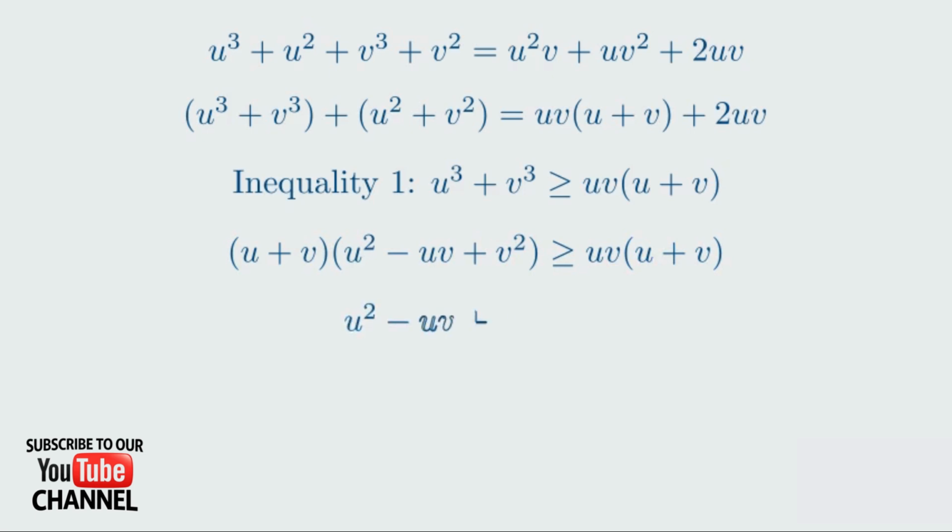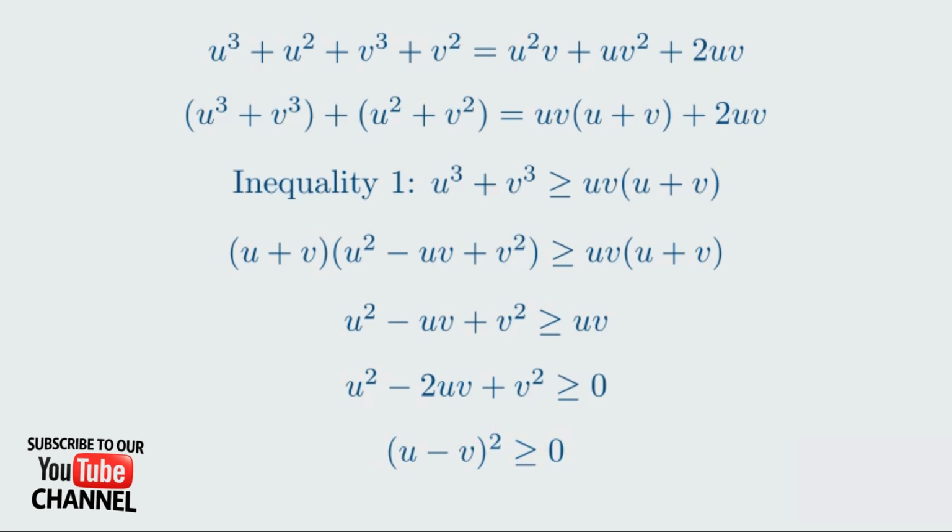Dividing by u plus v gives us u squared minus uv plus v squared is greater than or equal to uv. Now, subtract uv from both sides. This simplifies to (u minus v) squared is greater than or equal to 0. This statement is always true for any real numbers u and v, because the square of any real number is non-negative. This proves our first inequality. Furthermore, this inequality becomes an equality only when the expression (u minus v) squared is exactly 0. This happens if and only if u equals v.